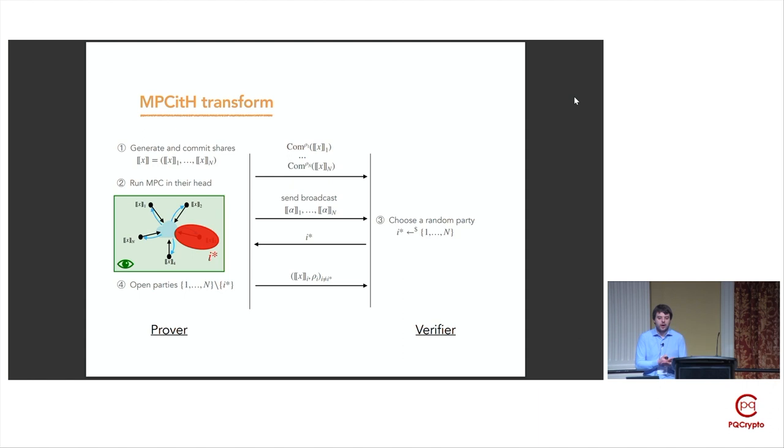And the verifier will check: are the revealed input shares consistent with the commitments previously made? And are all the revealed computations consistent between them? For example, if a party sends the message one, it means that the other one must get the same value, one. There must be no inconsistency between them. And if everything is consistent, the verifier accepts. The verifier is convinced.